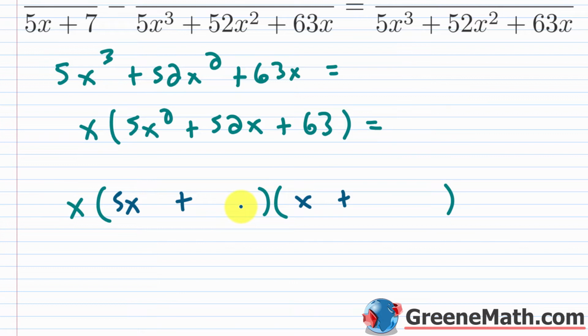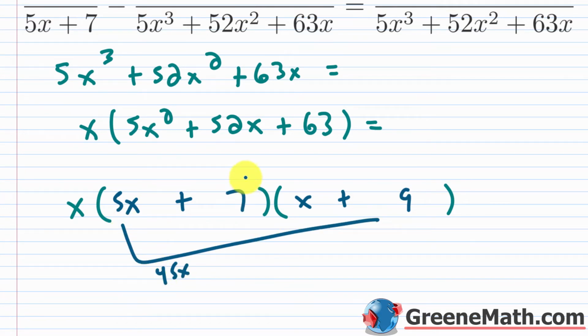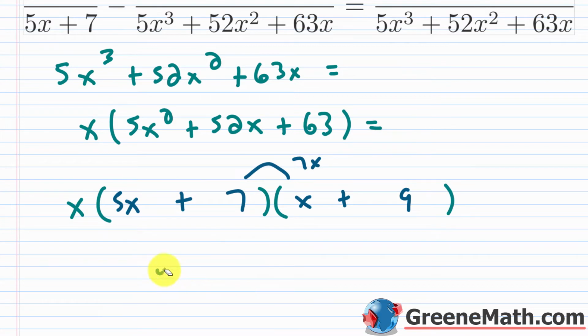So then you would have 9 and 7. Would that work? If you put a 9 here and a 7 here, your outer is going to be 45x and your inner is going to be 7x. Well, 45x plus 7x is 52x. Okay, so this is our factorization of this guy.